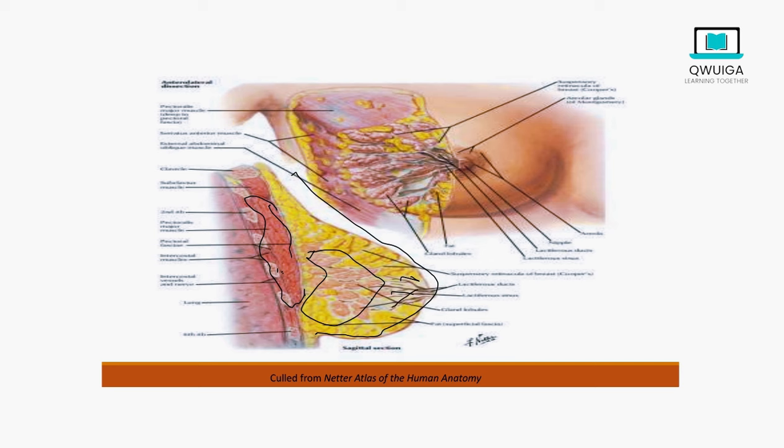Then we have deposits of fat around the breast. This can also be seen here. This is the pectoralis major. This is the serratus anterior muscle. These are the lobes and lobules with lactiferous ducts running from there, fatty tissue in between them, and the suspensory ligaments of Cooper holding onto the breast, as we have spoken about previously.